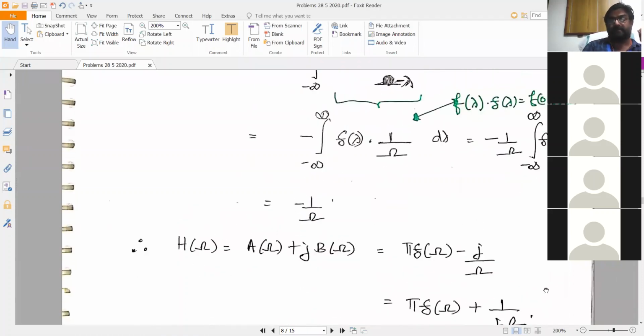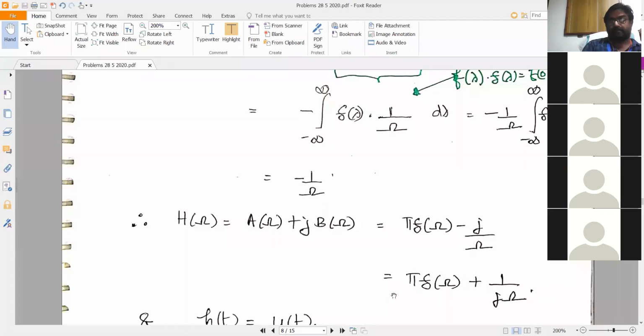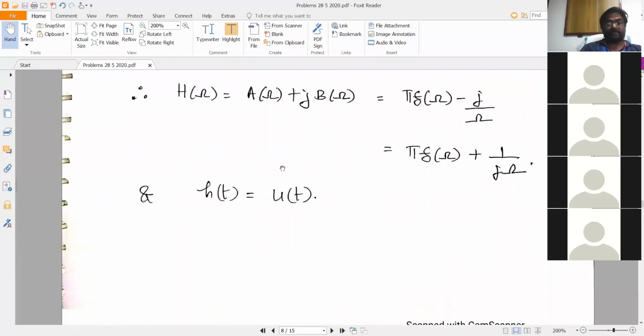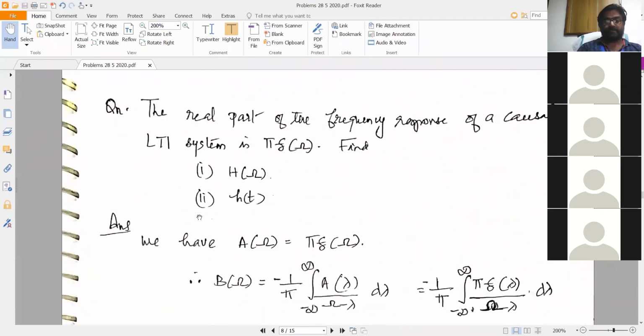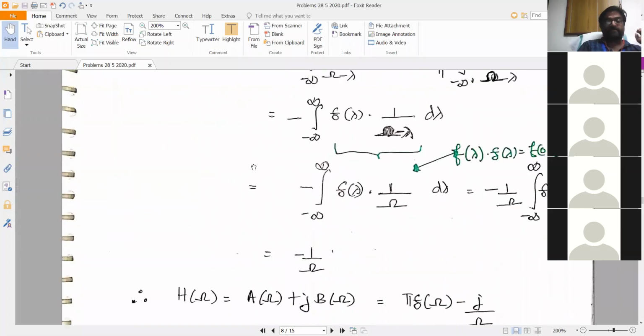Now what will be the impulse response therefore? This is the Fourier transform of a unit step function. So the impulse response h of t is equal to u of t. So for the case where a of omega, that's the real part of the frequency response, was equal to pi delta omega, and assuming that the system was a linear time invariant causal system, then you have h of t is equal to u of t. So that's our result.